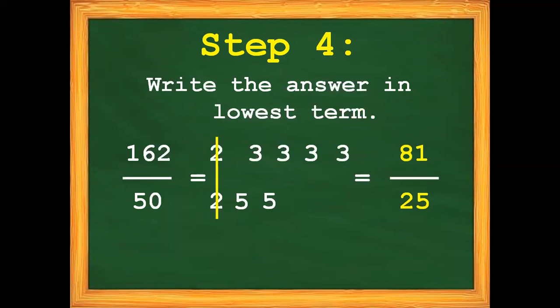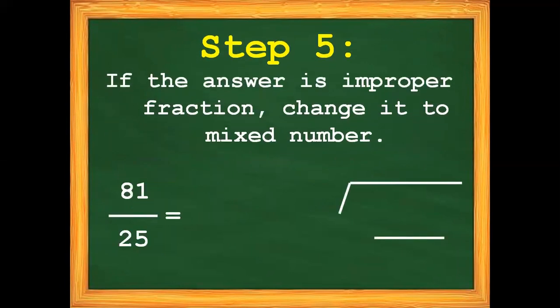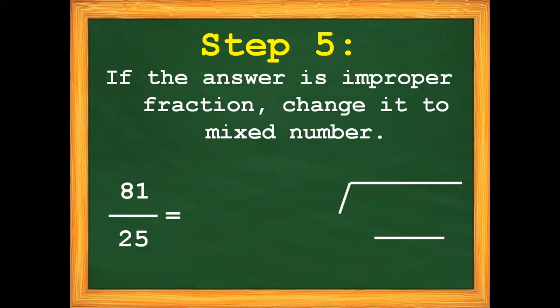25. But if you will observe, the given fraction, 81 over 25, is not a proper fraction. It is an improper fraction. So we need to change this into a mixed number. So step number 5, if the answer is an improper fraction, change it into a mixed number.